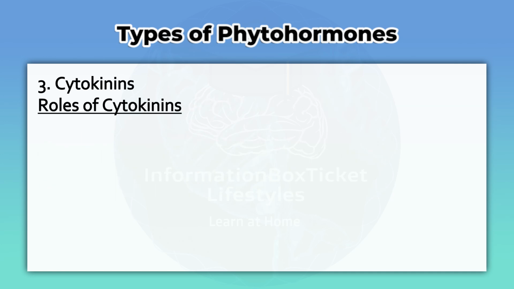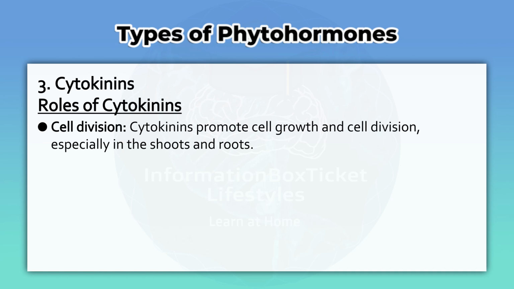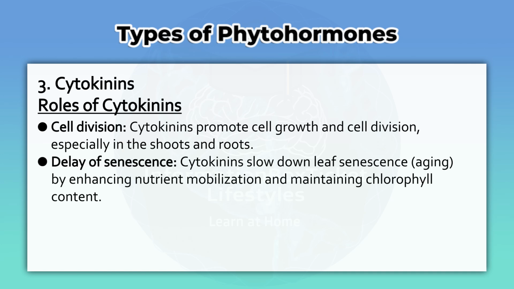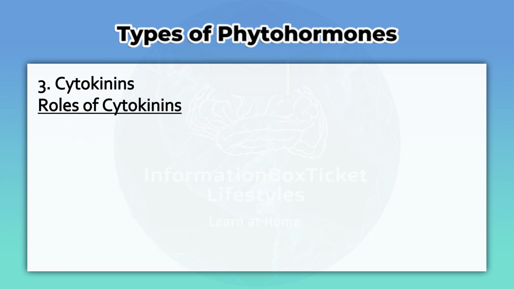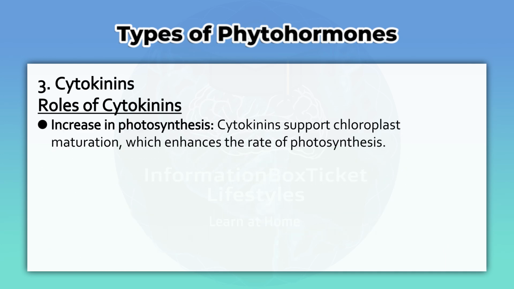Roles of cytokinins. Cell division. Cytokinins promote cell growth and cell division, especially in the shoots and roots. Delay of senescence. Cytokinins slow down leaf senescence, aging, by enhancing nutrient mobilization and maintaining chlorophyll content. Reversal of apical dominance. Cytokinins act antagonistically to auxins and help reverse apical dominance, thereby promoting the outgrowth of lateral buds. Increase in photosynthesis. Cytokinins support chloroplast maturation, which enhances the rate of photosynthesis.